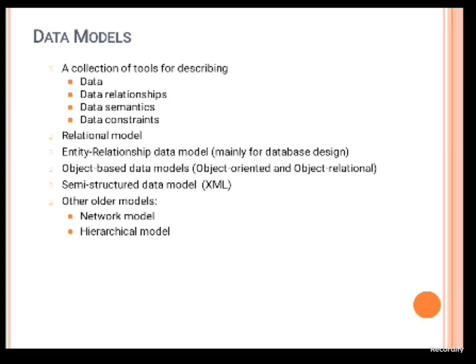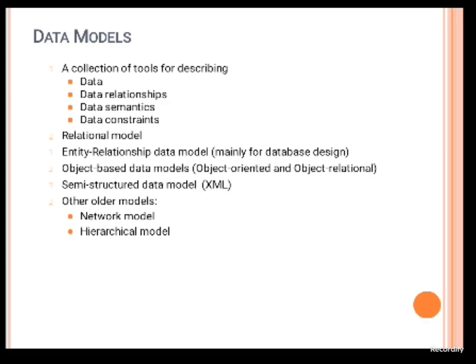So let's now discuss different data models. A data model is simply a method of organizing and describing the data. It defines the structure of the database and the relationship between different data items. There are several types of data models. The most popular one is the relational model, where the data is stored in tables.